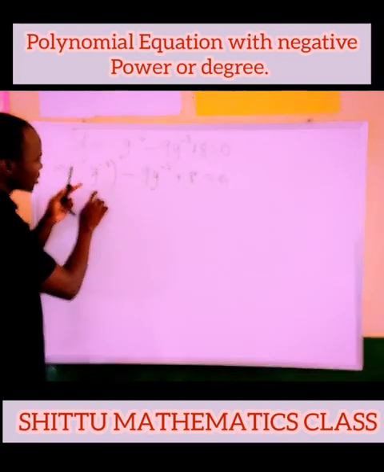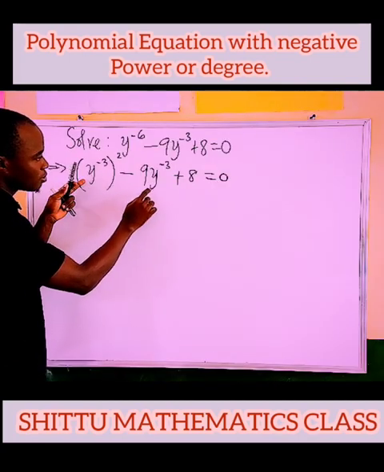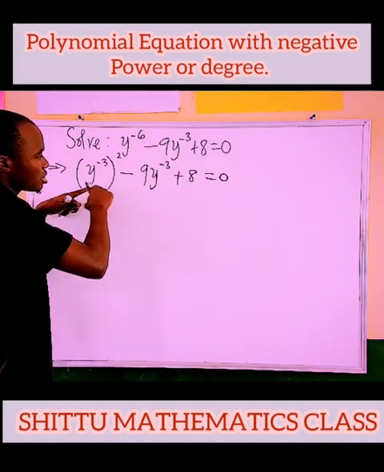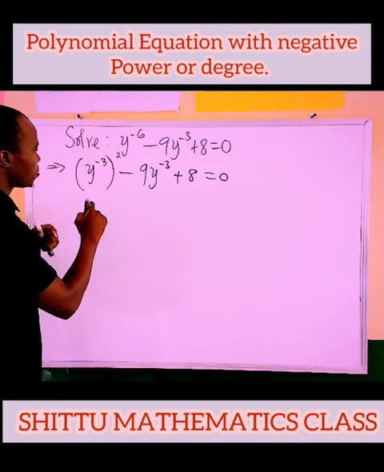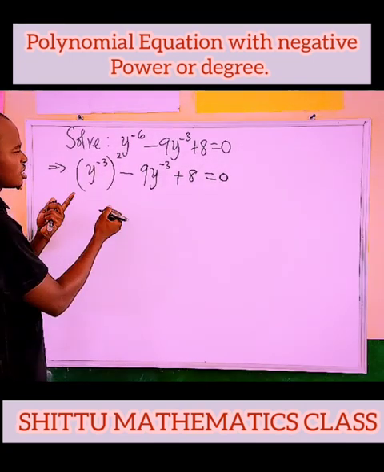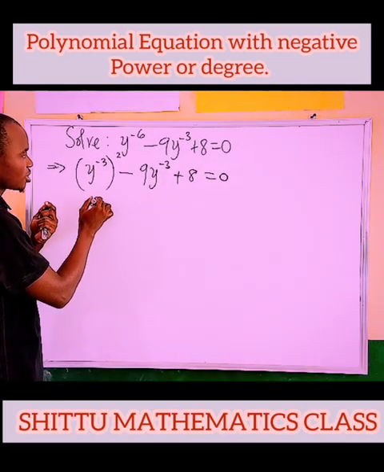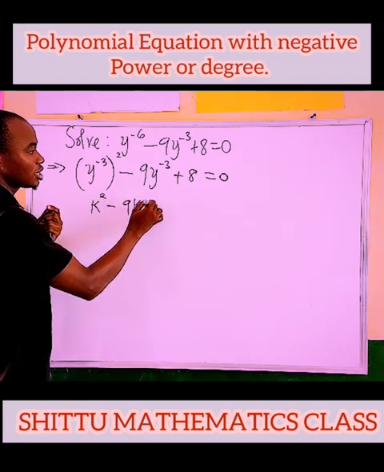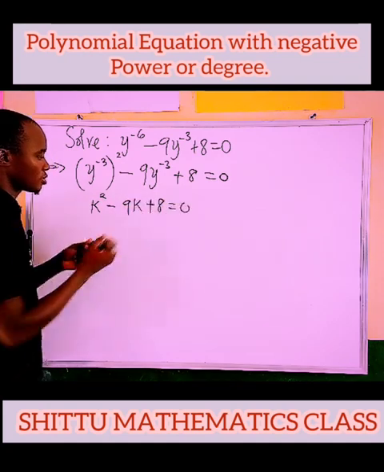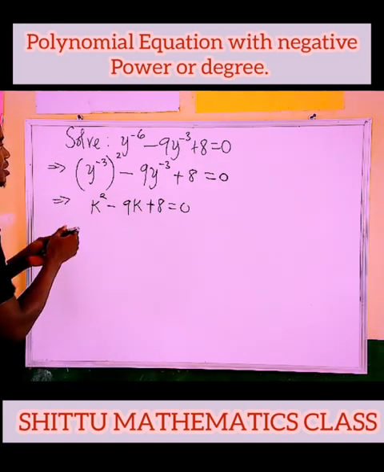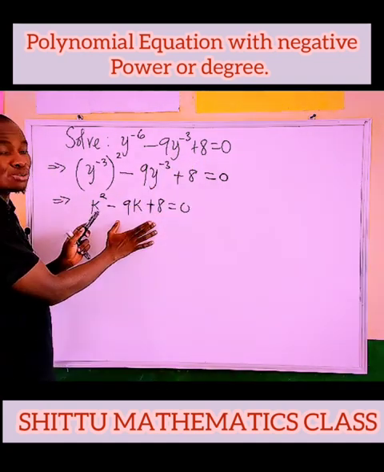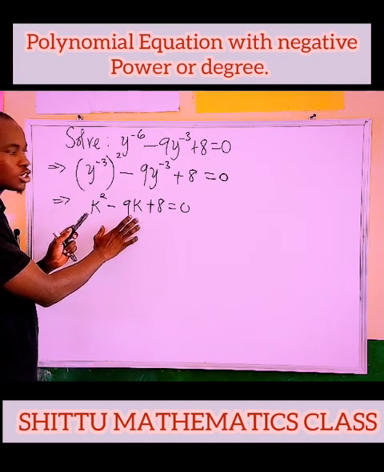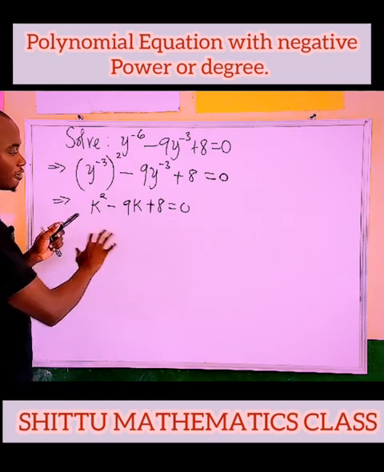You can see we have y to the power minus 3 here. So we let this be a particular something, let me use k. I love using k. So k squared minus 9k plus 8 equals 0. Now you can see that this equation has been reduced to a quadratic equation in terms of k. So we are now going to solve this, factorize this.